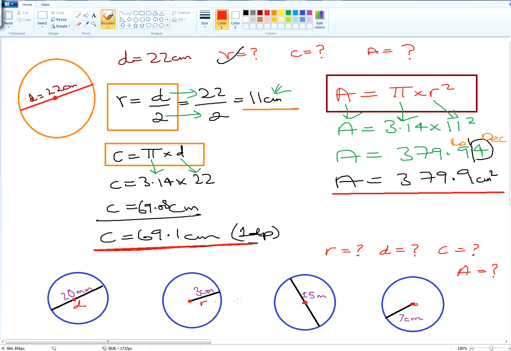The second one, the radius has been given to you. So you've got to work out 3 items for each question. If they give you the diameter, work out radius, circumference, area. If they give you the radius, work out diameter, circumference, area. Off you go.